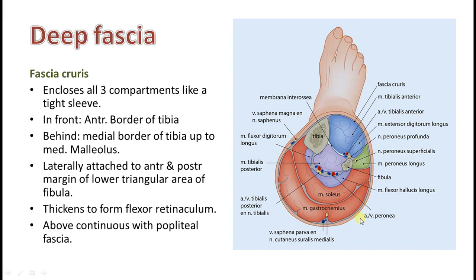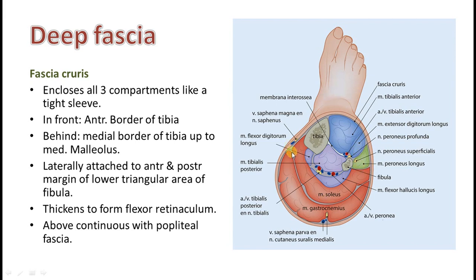Then below, the deep fascia thickens at the lower part of the leg to form the flexor retinaculum, and above it is continuous with the popliteal fascia. So that is the disposition of the deep fascia and its attachments: above with the popliteal fascia, below the flexor retinaculum, medially attached to the anterior and medial border of the tibia, and laterally to the anterior and posterior margins of the lower triangular area of the fibula. It gives the anterior and posterior intermuscular septa.